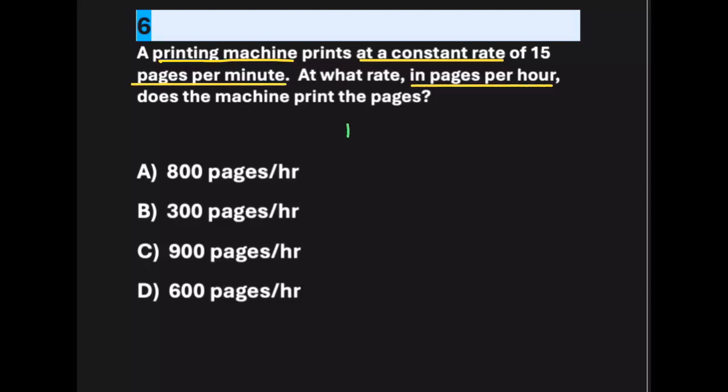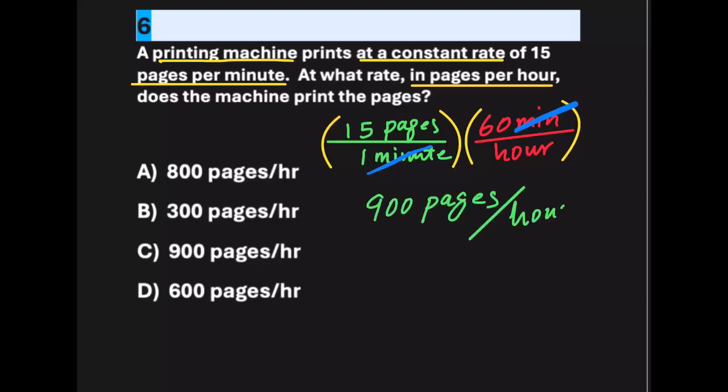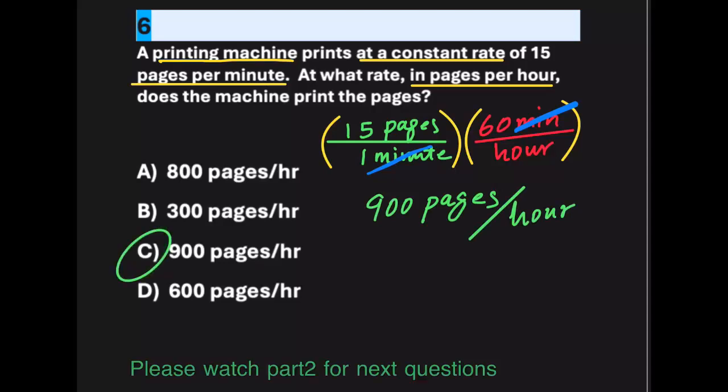We have 15 pages per minute, and we have 60 minutes in 1 hour. So the minute and minute cancel out, and 15 times 60, 10 times 60 is 600, and 5 times 60 is 300. So that's going to give you 900. So we have 900 pages per an hour, and the answer is right here. Let's go to the next question, question number 7.